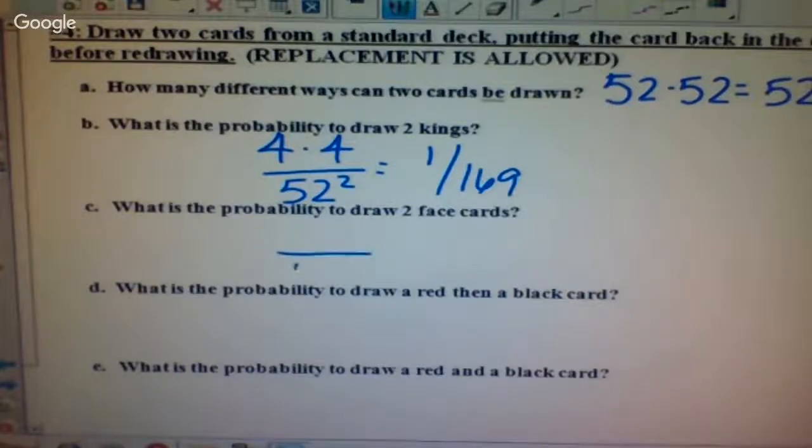C wants me to draw 2 face cards. How many options do I have for face cards? 12. Remember, your face cards are Jack, Queen, King, and then you've got 4 suits, which means you have 12 options, both times, because you're replacing. Which gives me 9 over 169. 9 out of 169.